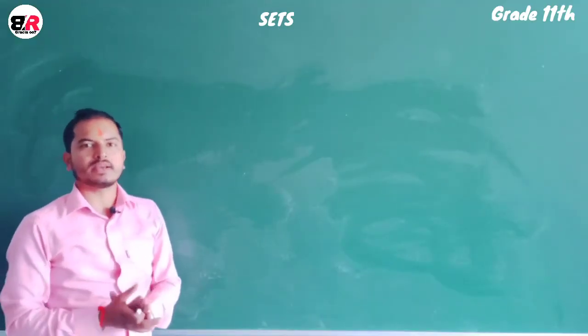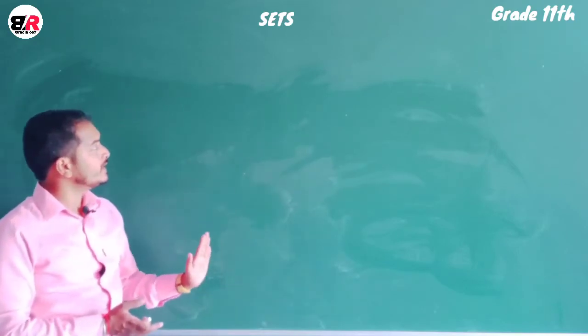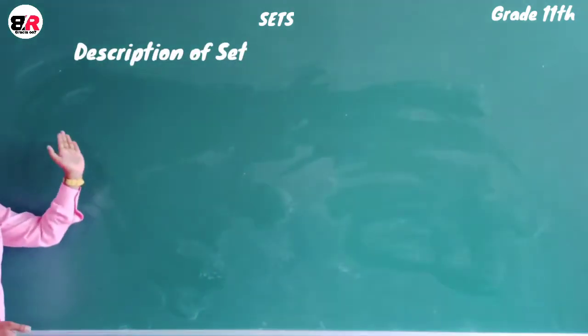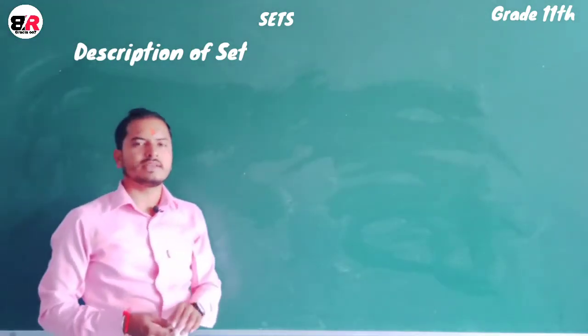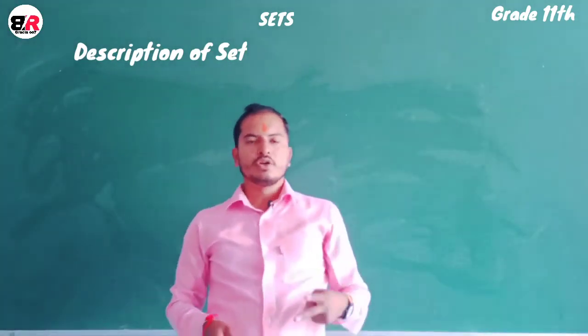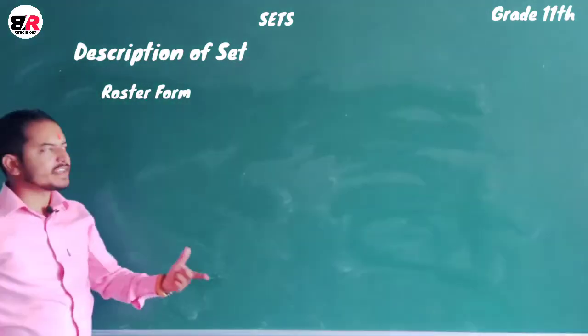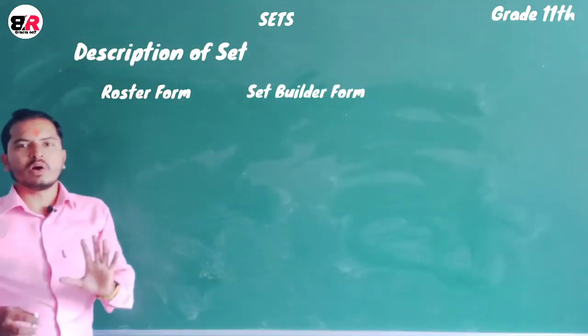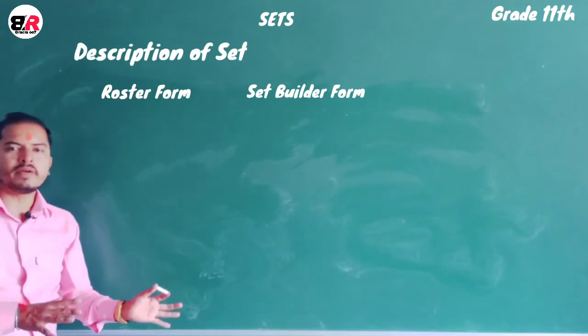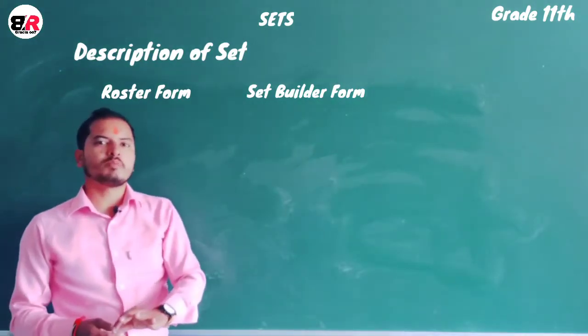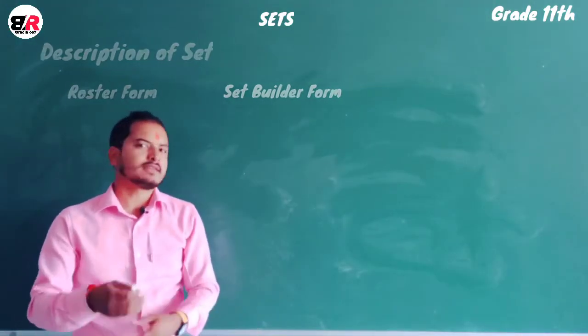The next topic in the same chapter set is description of a set, how we describe a set. Basically there are two types of description to represent a set. First one is roster form and the second one is set builder form. Now what is roster form and what is set builder form to represent a set? Let us study about this.